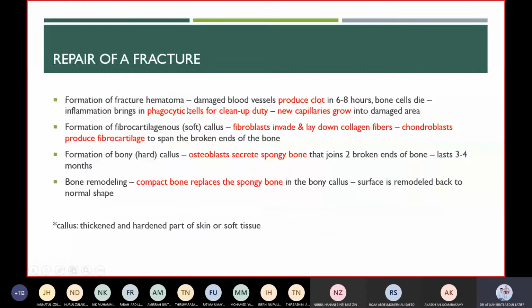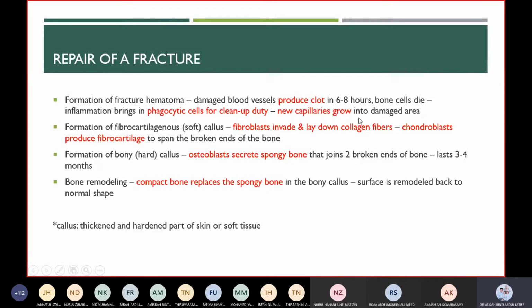Damaged blood vessels produce a clot in about 6 to 8 hours and cause the bone cells to die off because of the lack of blood supply. Inflammation brings in the phagocytic cells for cleanup duty. The phagocytic cells will clean up the debris from the fracture, so the small bits will be cleaned up by phagocytes.